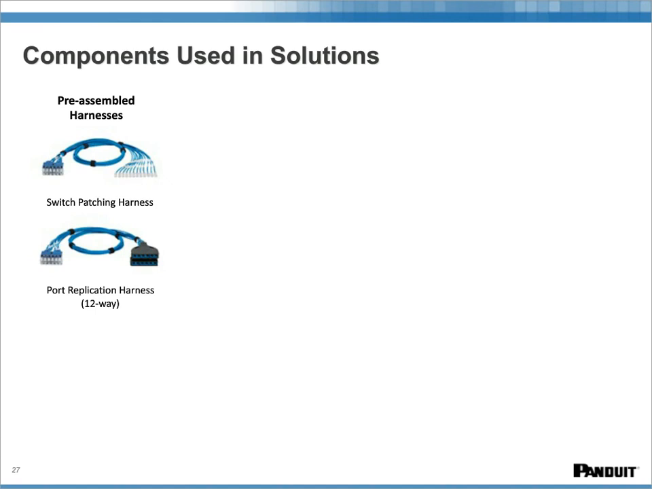So we first off looked at pre-assembled harnesses, and those could be either switch patching harnesses, which is the top one, which would be plugs on both ends, and ideally some type of a quick connecting organizer on the switch end to maximize the time savings. Or it could be the switch port replication harness, either 6-way or 12-way, or even 8-way. And this would go from plugs on one end into the switch with jacks on the other. And again, for the maximum time savings, you'd want those jacks housed in a cassette so that you get that one-handed installation of 6 jacks at a time.